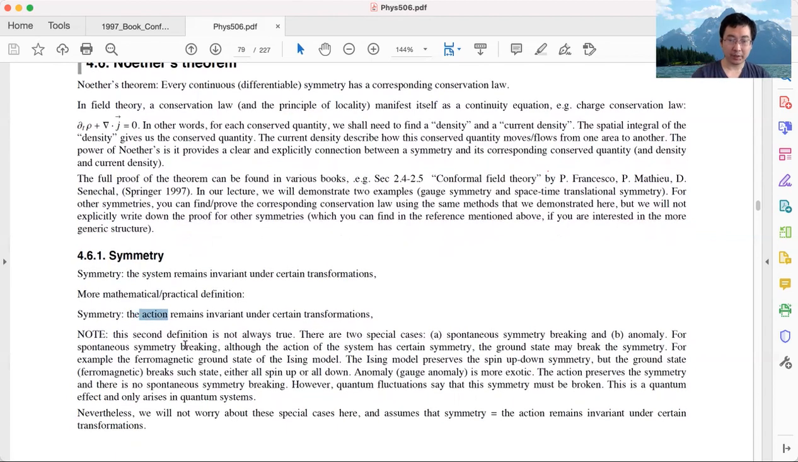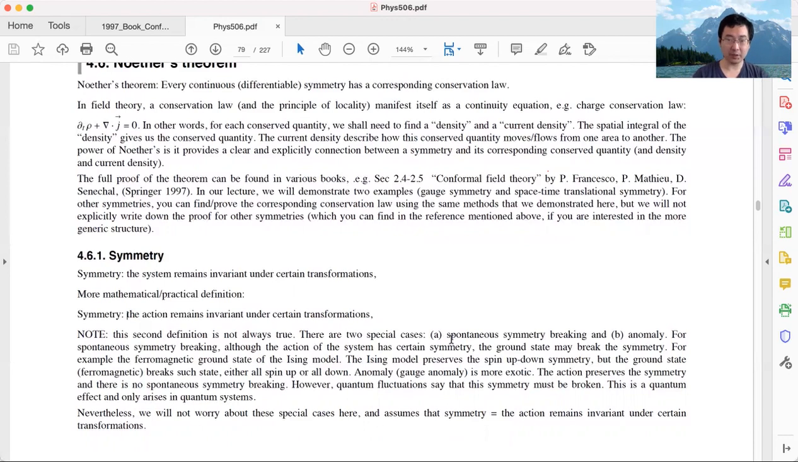Okay, and there is a small note here. So although in our lecture we will say that symmetry means the action stays invariant, there are two special cases where this is not true. These two special cases, one is known as spontaneous symmetry breaking. Okay, so spontaneous symmetry breaking means the action looks like it has some symmetry, but this symmetry is spontaneously broken by the ground state.